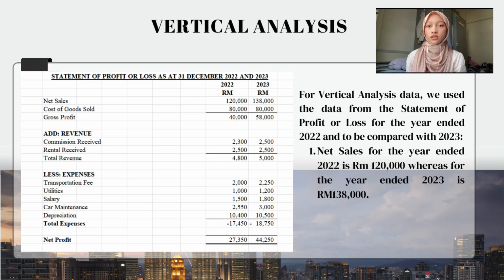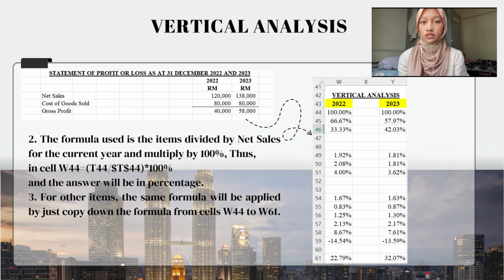For vertical analysis, we use the data from the statement of profit or loss for the year ended 2022 to be compared with 2023. Net sales for the year ended 2022 is RM120,000, whereas for the year ended 2023 is RM138,000. The formula is each item divided by net sales for the current year and multiplied by 100%. Thus, in cell W44, the formula would be equal to T44 divided by absolute cell reference $T$44, multiplied by 100%, and the answer will be in percentage.